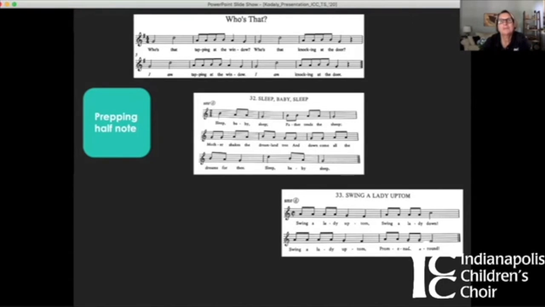Swing a lady um-tum, swing a lady down, swing a lady um-tum, promenade around.